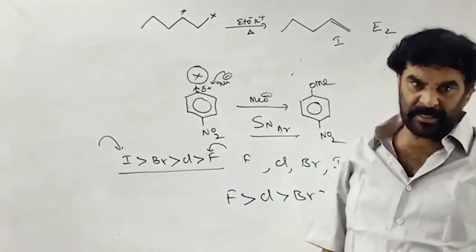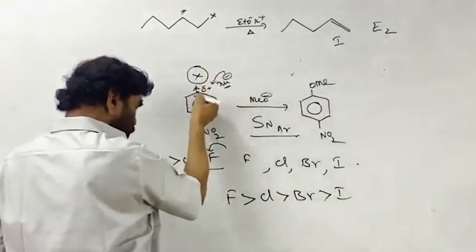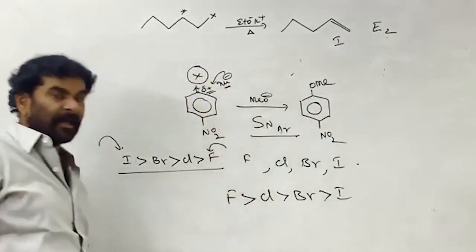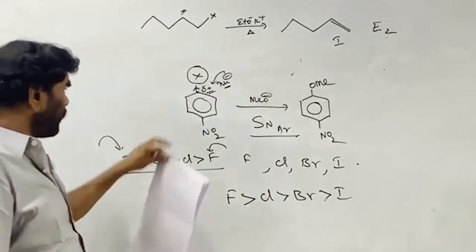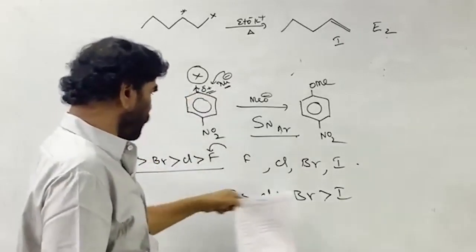The amount of positive charge matters, not the bond breaking. The nucleophile readily approaches as the positive charge on this center increases. Therefore, fluorobenzene is more reactive than chlorobenzene, and chlorobenzene is more reactive than the others.